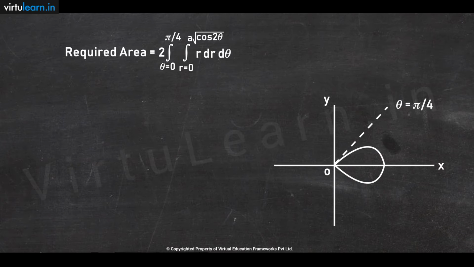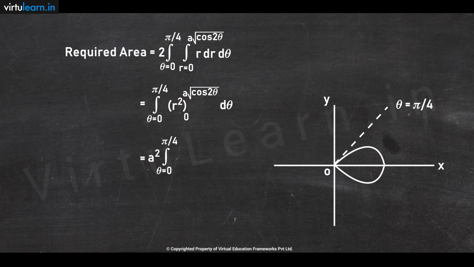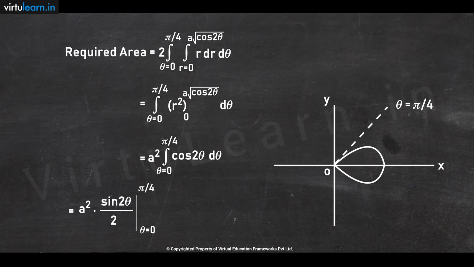We have got 2r in this integral. On integration it becomes r square. So it becomes integral theta is equal to 0 to pi by 4 r square to be evaluated at 0 and a root cos 2 theta d theta. Or it becomes a square into integral theta is equal to 0 to pi by 4 of cos 2 theta d theta. Integration gives a square sin 2 theta by 2 to be evaluated at theta is equal to 0 and pi by 4, or the value becomes a square by 2.